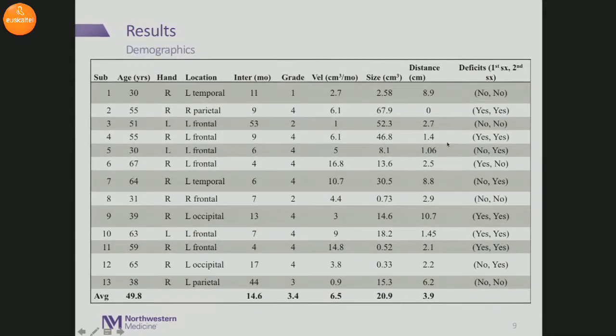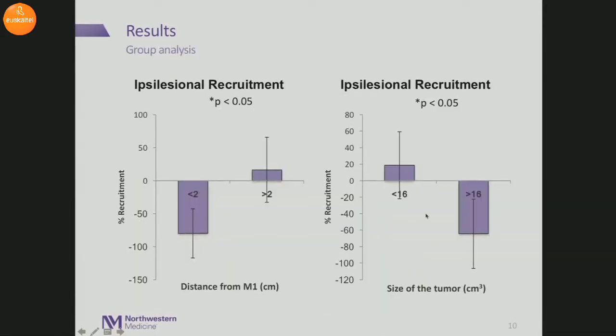So our patient population was fairly diverse. Our median age was about 50 years old. The time between each scan was a little over 1 year. As you can see, our patients tend to have higher grade tumors, although there were some low grade gliomas in there. And the distance from the primary motor cortex was about 4 centimeters. As far as clinical deficits, our patients were fairly diverse in this area.